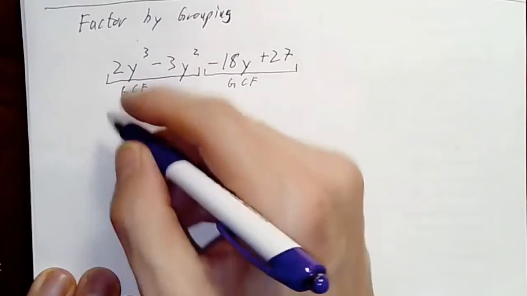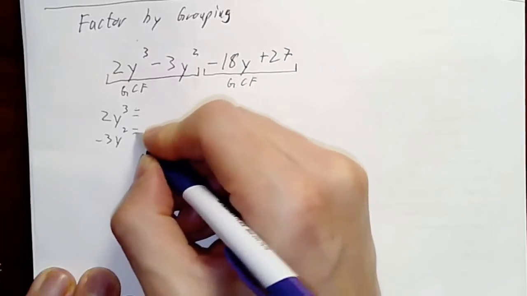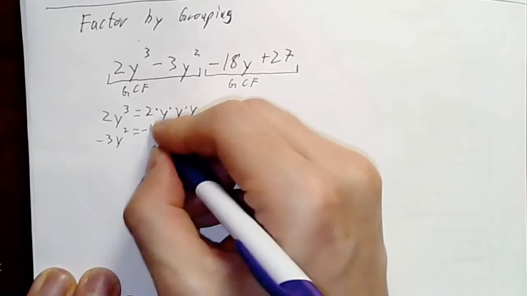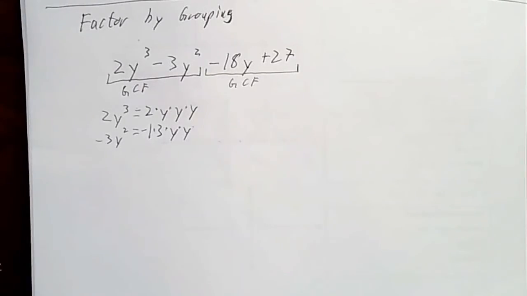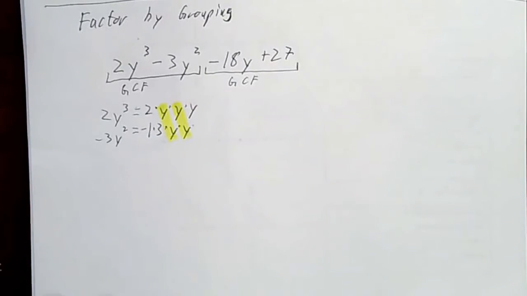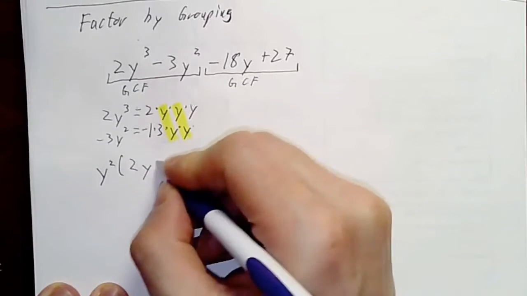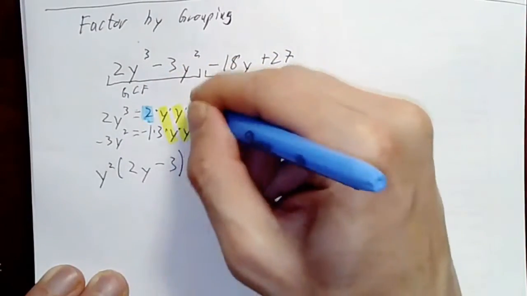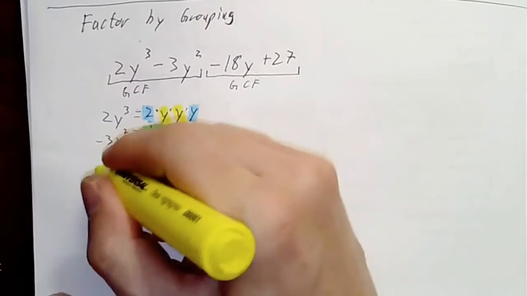What is the GCF of 2y cubed and negative 3y squared? So let's look at their prime factorizations. This is 2 times y times y times y, and negative 3 is negative 1 times 3 times y times y. The only thing they have in common is two y's. So I'm going to factor out my two y's, y squared, and I'm going to be left with 2y minus 3. And I'm going to go ahead and highlight to show you where I'm getting these numbers from. 2y goes there, and negative 3 goes here with my y squared in front.